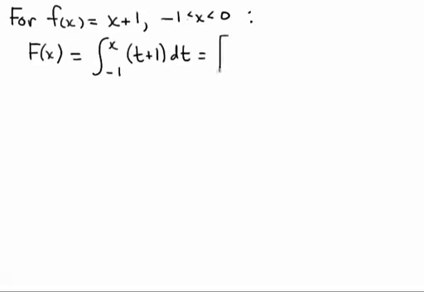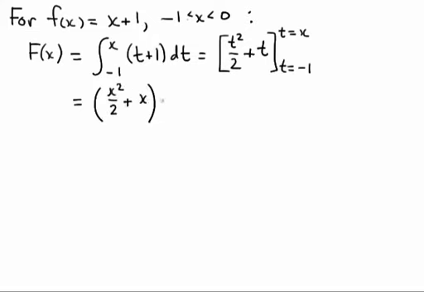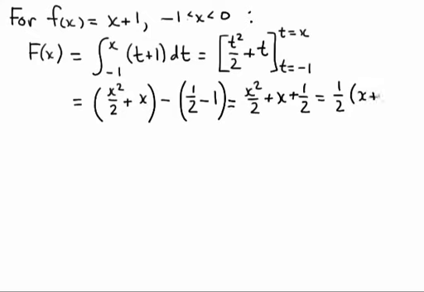When we integrate t plus 1 dt, we get t squared over 2 plus t, evaluated at t equal to -1 and t equal to x. When t is equal to x, we get x squared over 2 plus x, and when t is equal to -1, we get 1/2 minus 1. Simplifying, we get x squared over 2 plus x, minus a minus a half becomes a plus 1/2. And then that can be written as 1/2 of x plus 1 squared. Okay? So we found what the CDF looks like over the interval from -1 to 0.